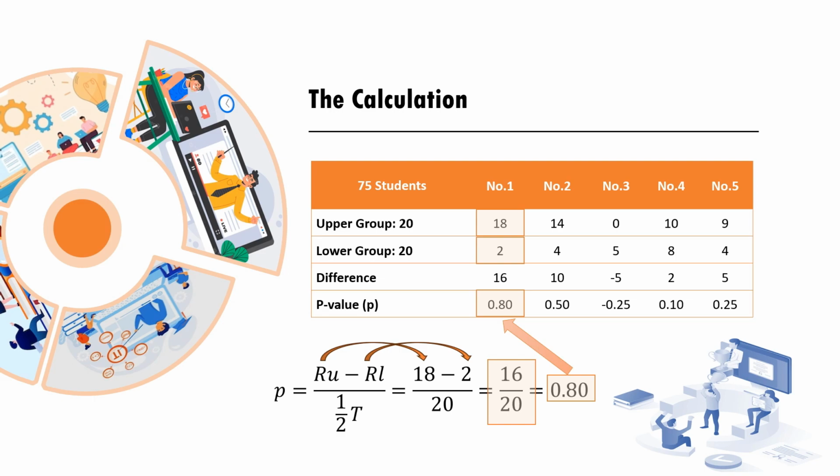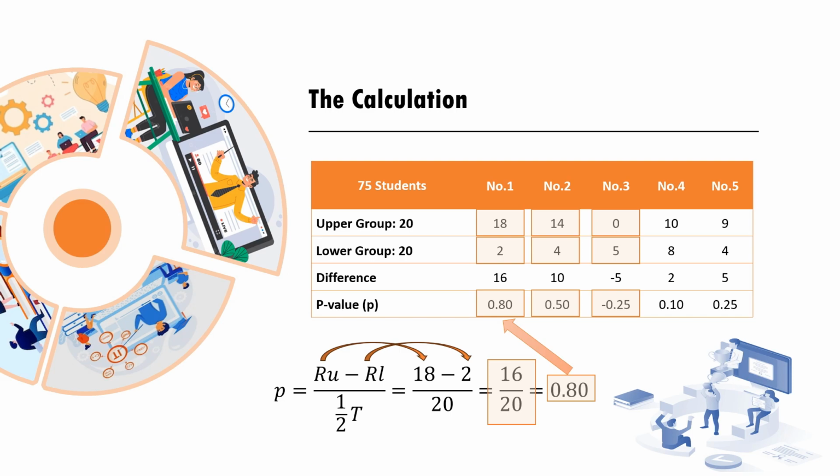Same thing for item number 2, we have 14 students in the upper group and 4 students in the lower group who got the item correctly. So 14 minus 4 equals 10, divided by 20 equals 0.50. Item number 3, interestingly, none of the students in the upper group got the item correctly, while 5 students in the lower group got the item correctly. So 0 minus 5 equals minus 5, divided by 20 equals minus 0.25.